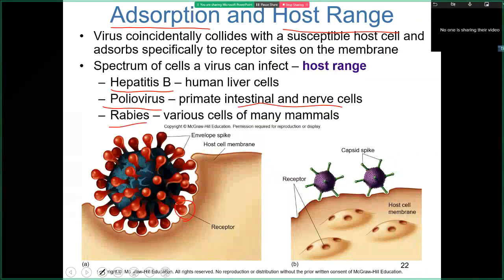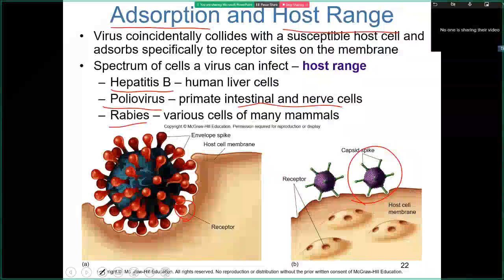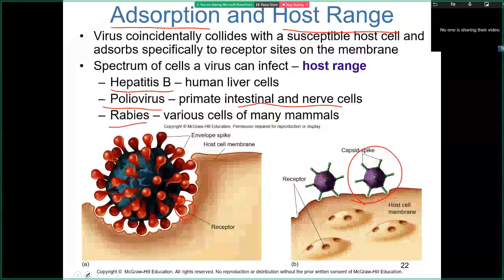And then over here are examples of naked viruses that have capsid spikes. They likewise have receptors to which they can bind. That's what that looks like.